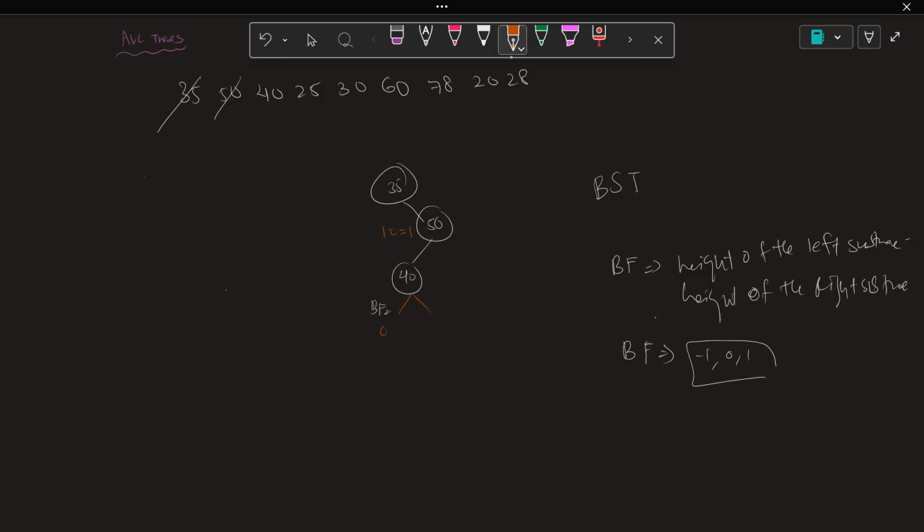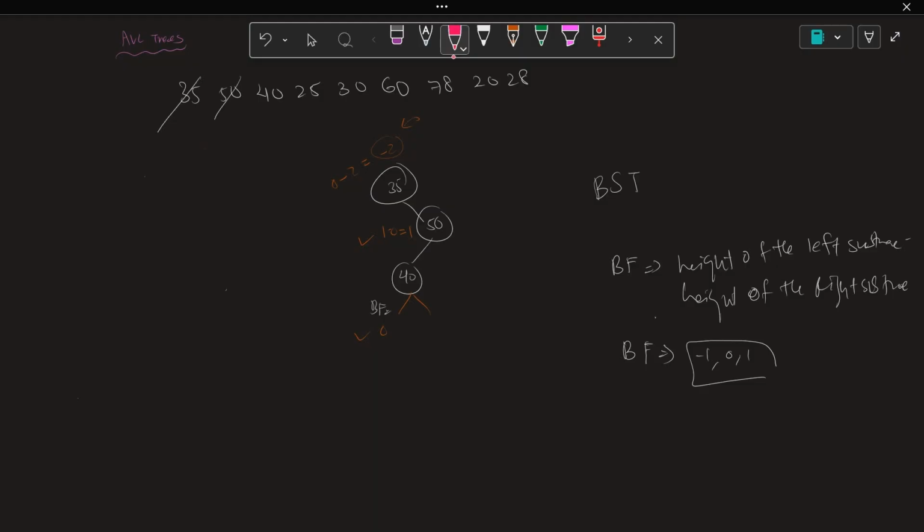And for this one, do you see anything on the left side? You don't see anything on the left side, but on the right side we have 2. So that would be 0 minus 2, so we have -2 over here. You see, 0 and 1 are good, because they belong to the balance factor range. However, here we got -2, which means it's a problem, and this means it is unbalanced. We have to balance it now.